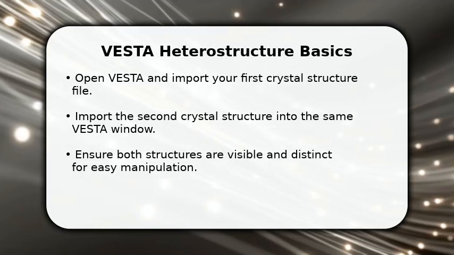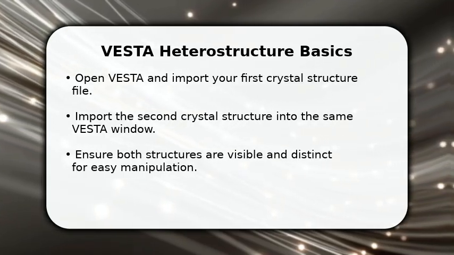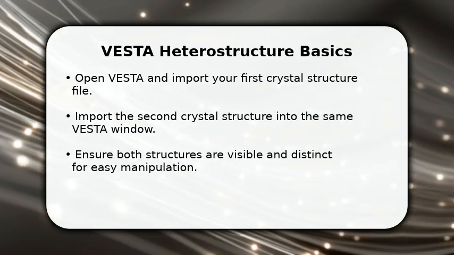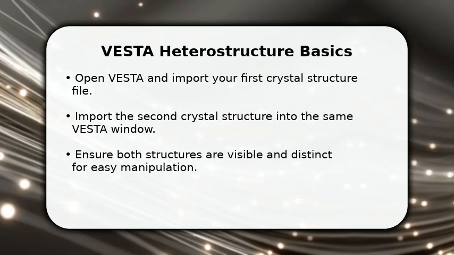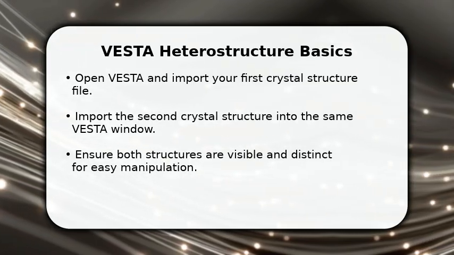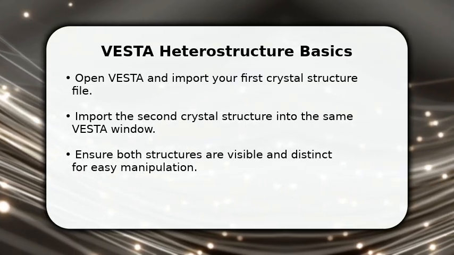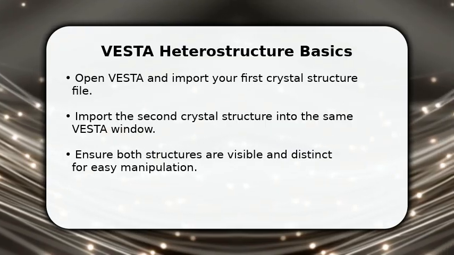In this video, I will explain how to make heterostructures. First, open Vesta and import your initial crystal structure file, typically a CIF or POSCAR. Next, import the second structure into the *same* Vesta window. This ensures both components are available for assembly. You should now see two distinct structures, ready for the next steps in creating your desired interface.